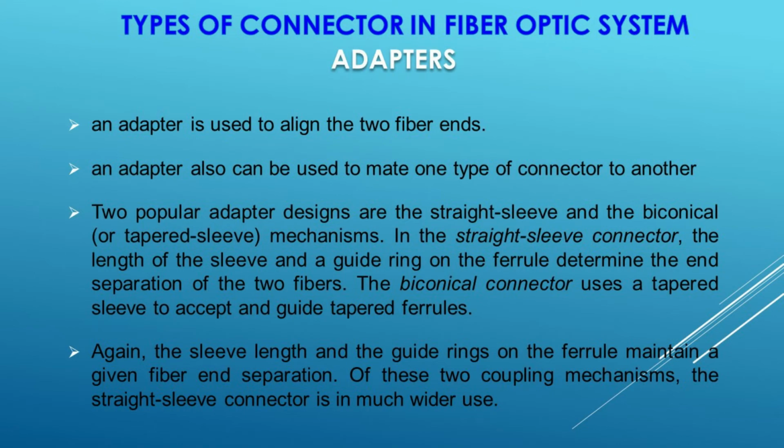Adapters. An adapter is used to align the two fiber ends. An adapter also can be used to mate one type of connector to another. Two popular adapter designs are the straight sleeve and the biconical or tapered sleeve mechanisms. In the straight sleeve connector, the length of the sleeve and a guide ring on the ferrule determine the end separation of the two fibers. The biconical connector uses a tapered sleeve to accept and guide tapered ferrules. Again, the sleeve length and the guide rings on the ferrule maintain a given fiber end separation. Of these two coupling mechanisms, the straight sleeve connector is in much wider use.